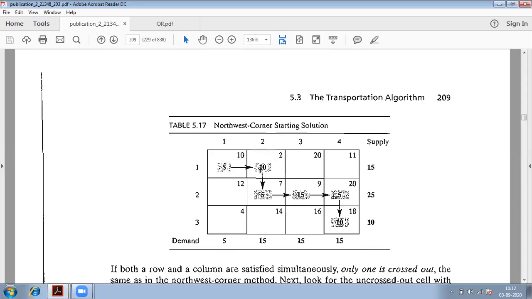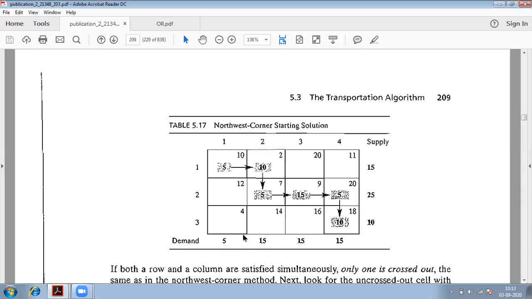Next, if you go to the right, that is 1,2, you can allocate 10 to balance this first row. Therefore, the first vertical column and the first horizontal row are both balanced. Next, after that, you step down; this is a staircase type. Step down and next allocate the maximum possible so that the column is balanced. Therefore 10 plus 5, it is completely balanced.